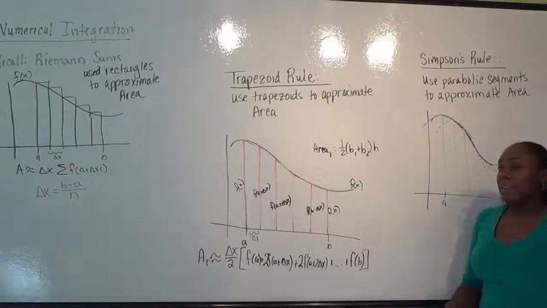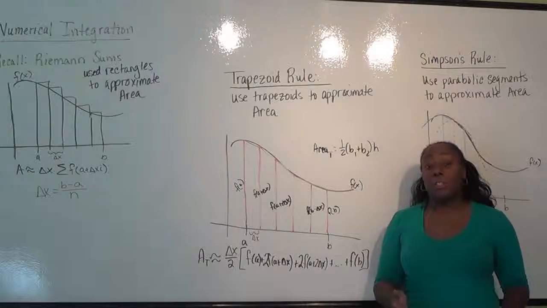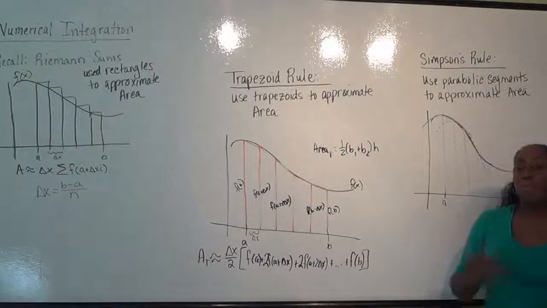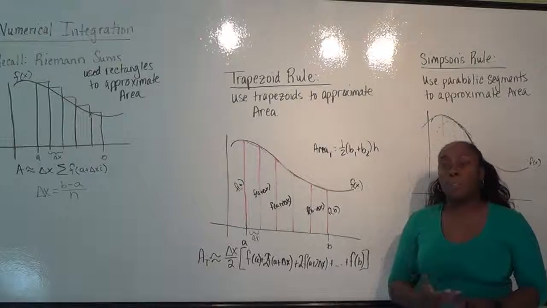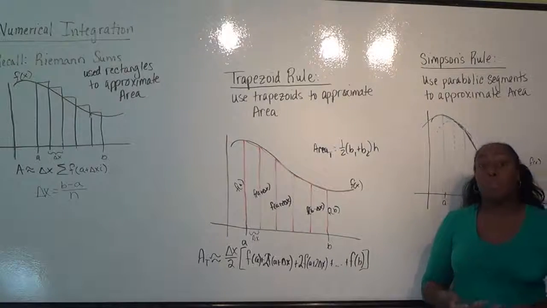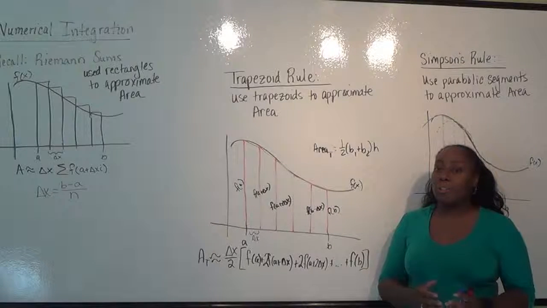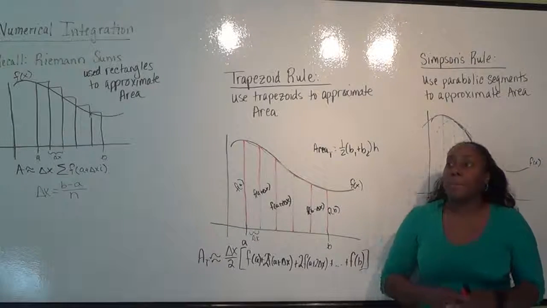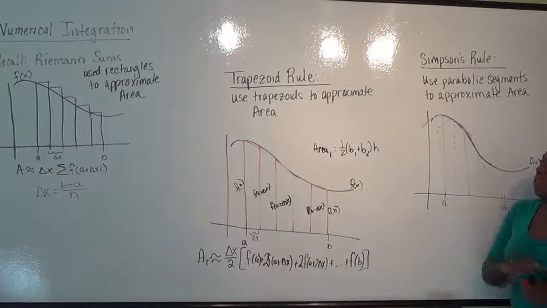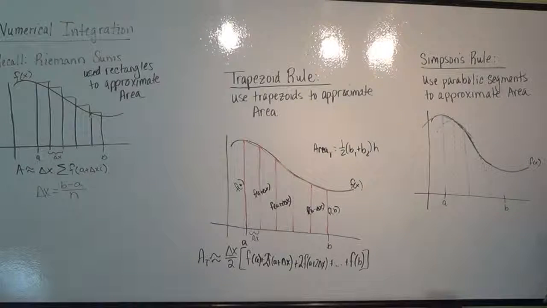Okay. The next rule is a little harder to picture, and usually when you see this in a regular calculus textbook, you will see a proof along with it, because the picture of it is a little hard to imagine. It's a little bit more abstract. But the idea for Simpson's rule, which is our second numerical approximation method, is that we're going to use parabolic segments to approximate the curve.